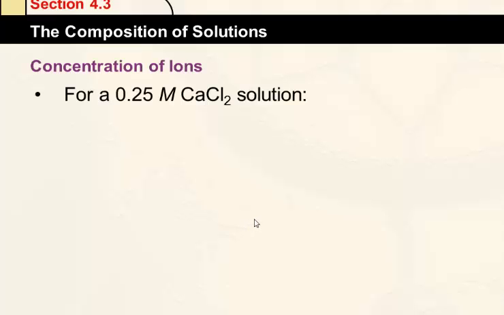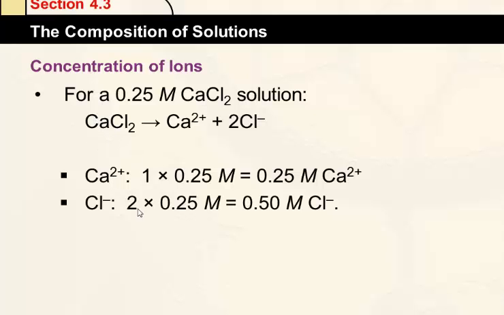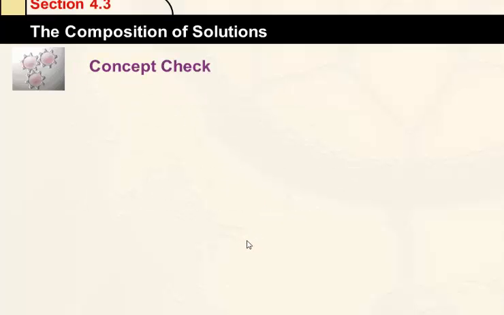So concentration of ions: in this case, we have a 0.25 molar solution of CaCl2. Since every one CaCl2 breaks into one Ca2+ and two Cl minuses, the concentration of the calcium will be the same as the original solution, because I get one calcium for every one unit of CaCl2. The concentration of the chlorides will be twice that, because for every one unit of CaCl2, I get 2 chloride ions. So the concentration of those ions will be 0.50 molar.